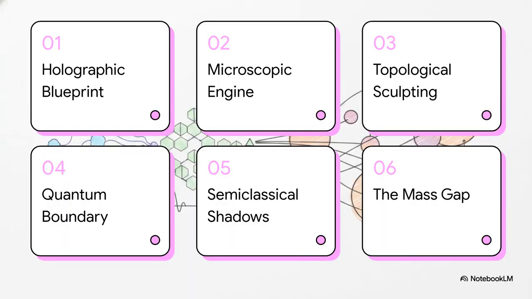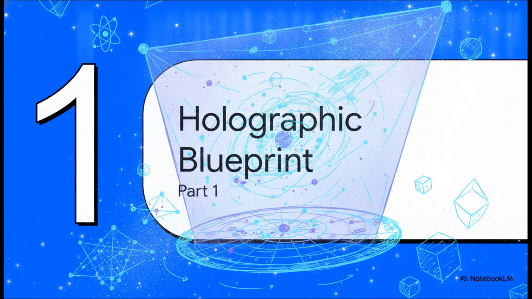Here's our roadmap for this explainer. 1. The holographic blueprint. 2. The microscopic engine. 3. Topological sculpting. 4. Crossing the quantum boundary. 5. Semiclassical shadows. And finally, 6. The mass gap. Let's kick things off with part 1, the holographic blueprint.